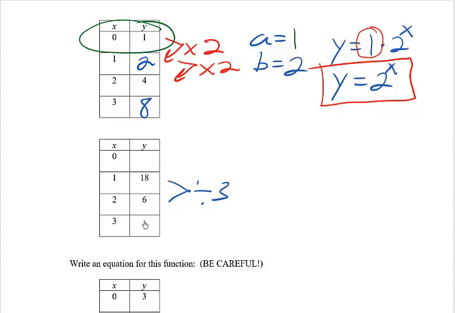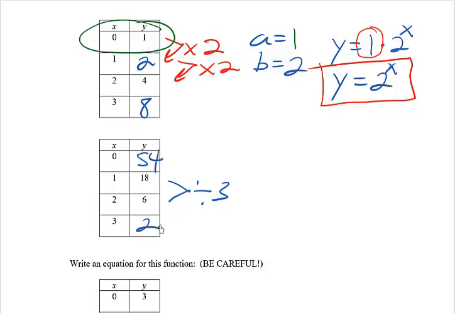6 divided by 3 is 2. Of course, I could go on if I wanted to. As far as moving up the table, well, it's just going to be in reverse. If I divided by 3 to go down, I'm going to times by 3 to go up. 2 times 3 is 6. 6 times 3 is 18. 18 times 3 is 54.